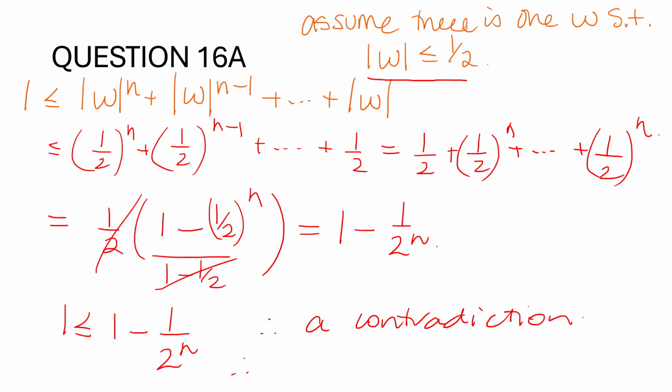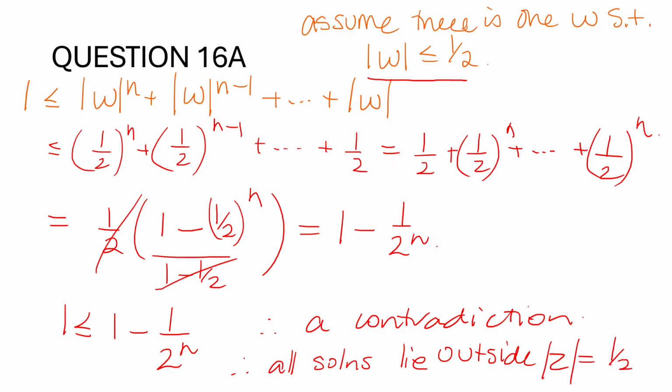Therefore, all solutions lie outside the circle |z| = 1/2.